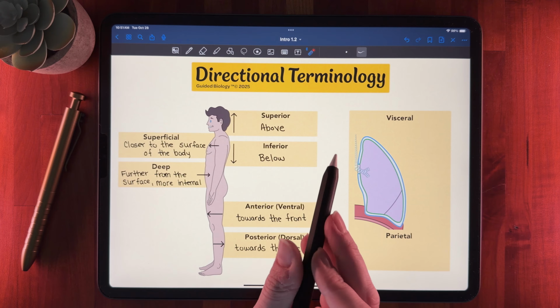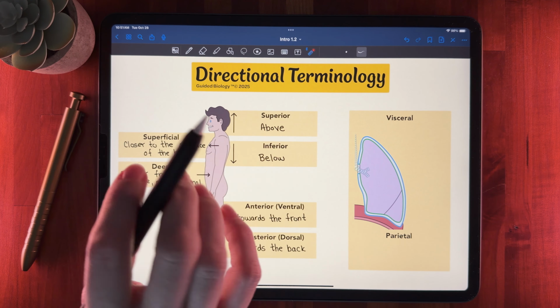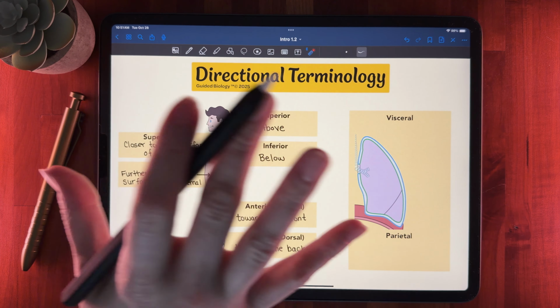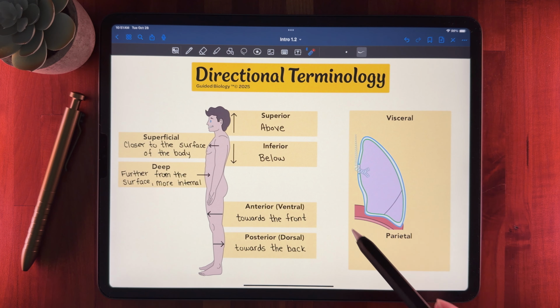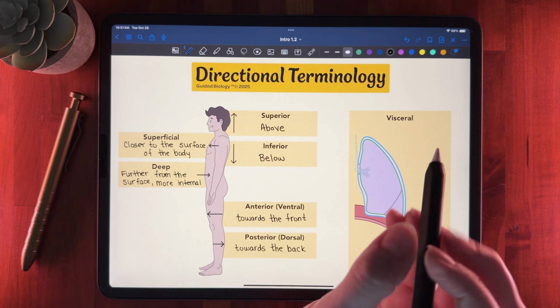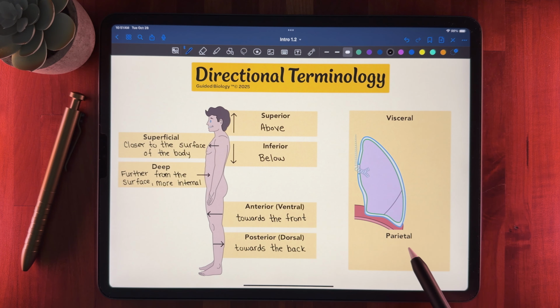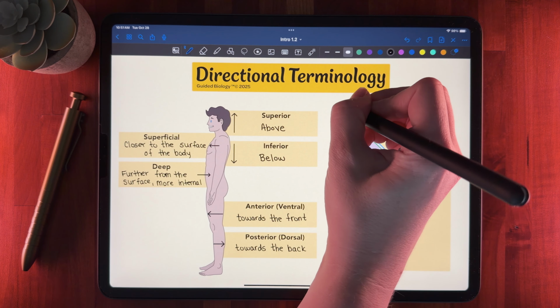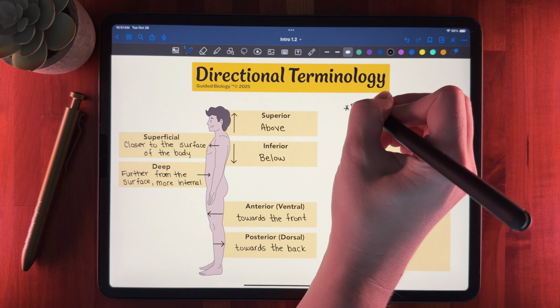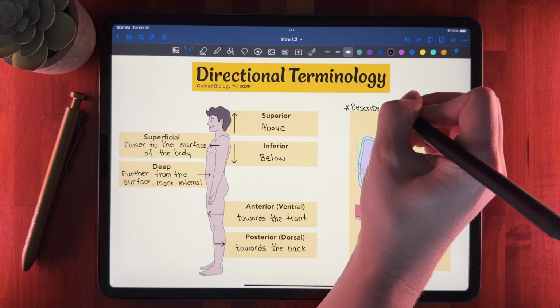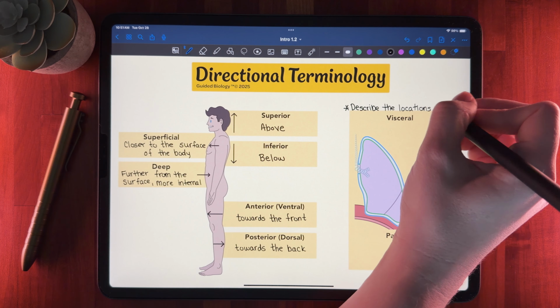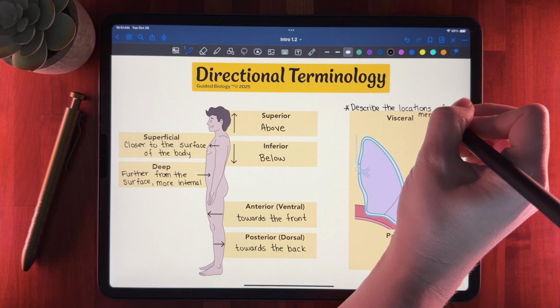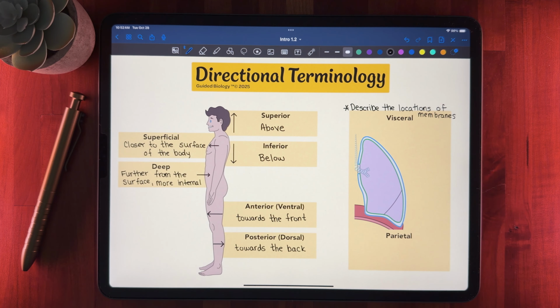All right, and an exception to this relative nature of these terms, comparing structures, is the pair of terms we're going to talk about here. These are kind of a special situation. These terms, visceral and parietal, are used specifically to describe the locations of membranes in the body. So I'm going to add that as a note to the top, that these are for describing the locations of membranes.